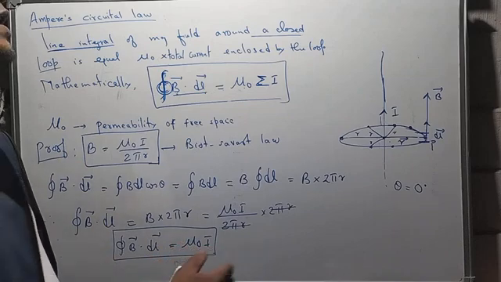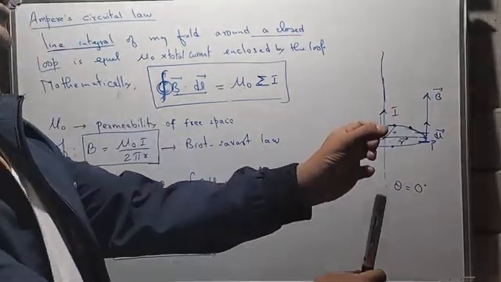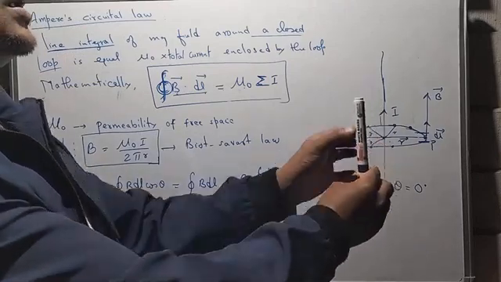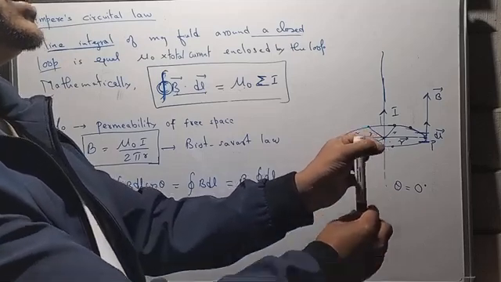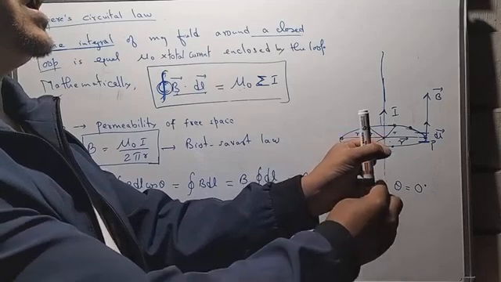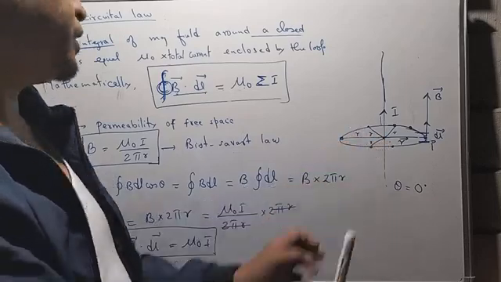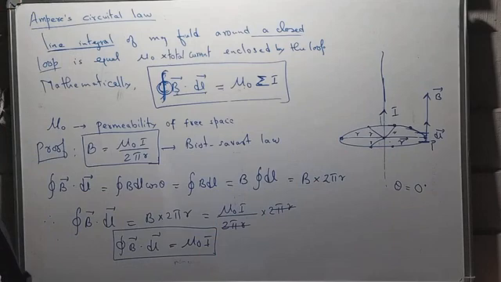What is I? Now look here. This I is the current. If this is my conductor and this is my closed loop, this conductor carries a current I, and this current I is being enclosed by the loop. So this I means the current which is enclosed by the loop.